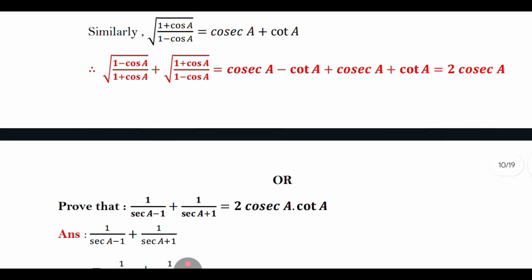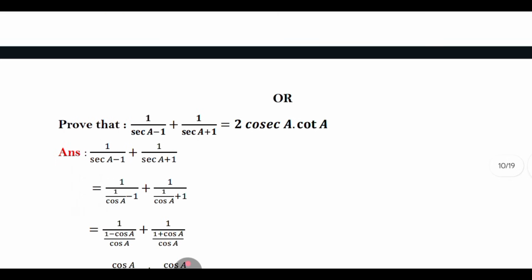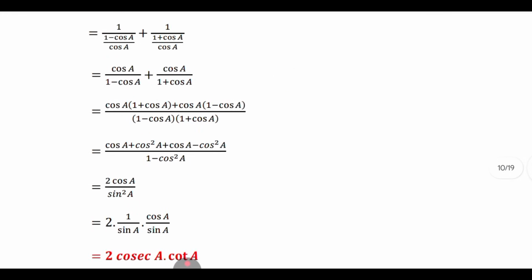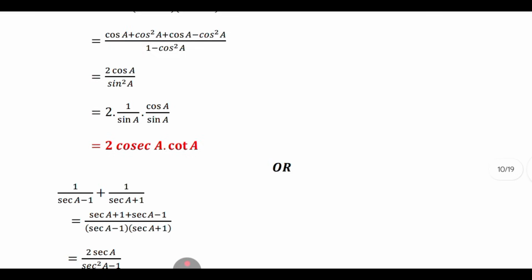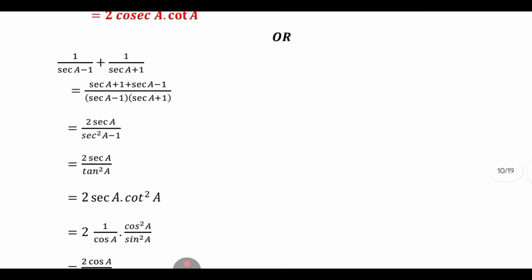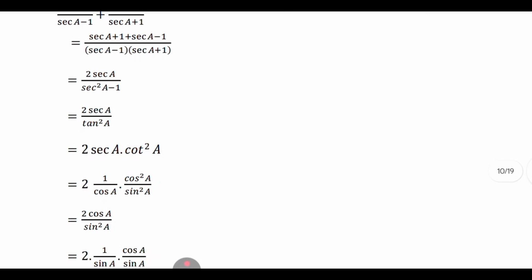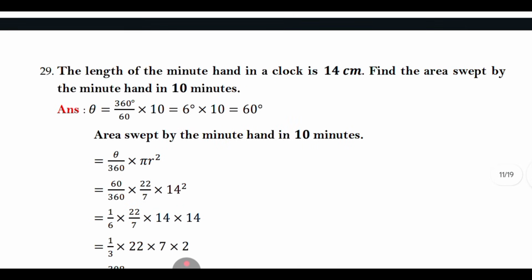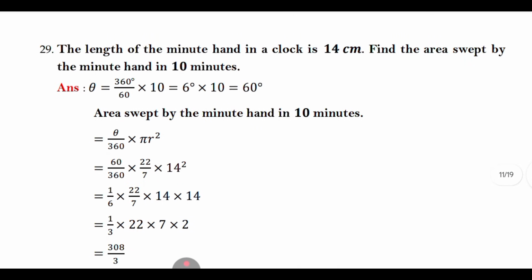This is the answer. Or prove that 1 by sec a minus 1 plus 1 by sec a plus 1 equals 2 cosec a into cot a. So systematically I have solved each step and written. And this is the solution for both the questions. They are different methods. 29th question, the length of the minute hand in a clock is 14 centimeter.